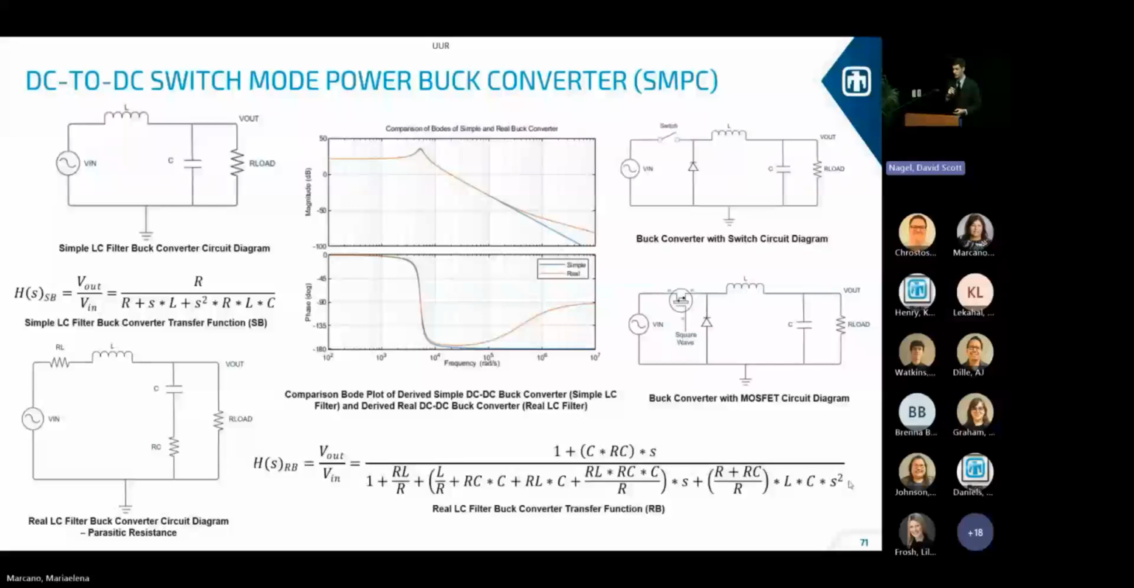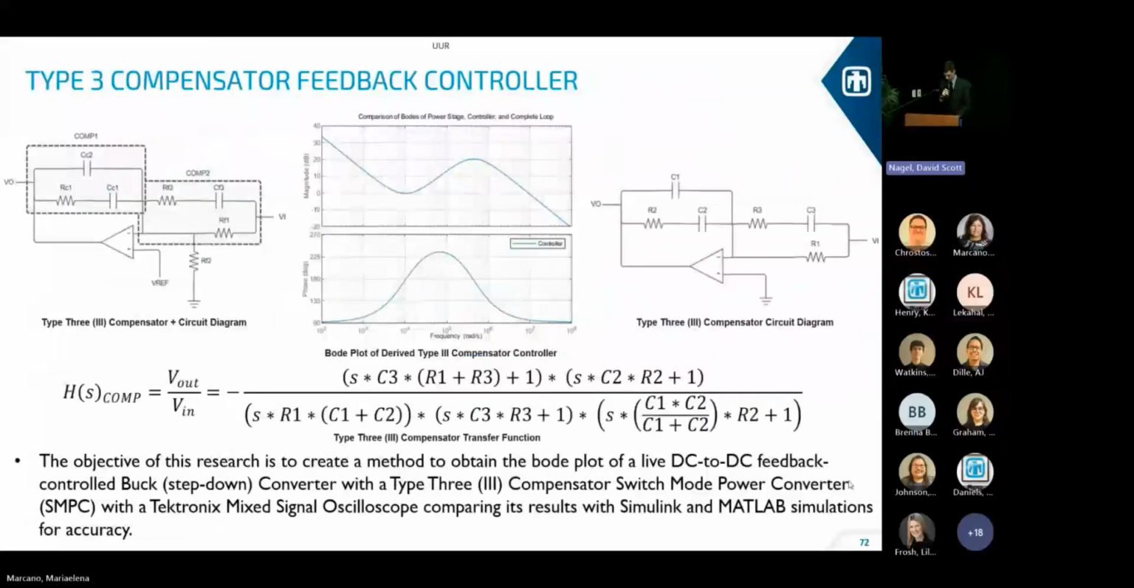So then the type 3 compensator is going to be used to stabilize the buck converter. And as you can see here with the Bode plot, it has that 130-degree phase boost in the phase plot. The type 3 compensator feedback controller itself is made up of an op amp, two compensators, a voltage divider, and a reference voltage. And as you can see, there's the transfer function.